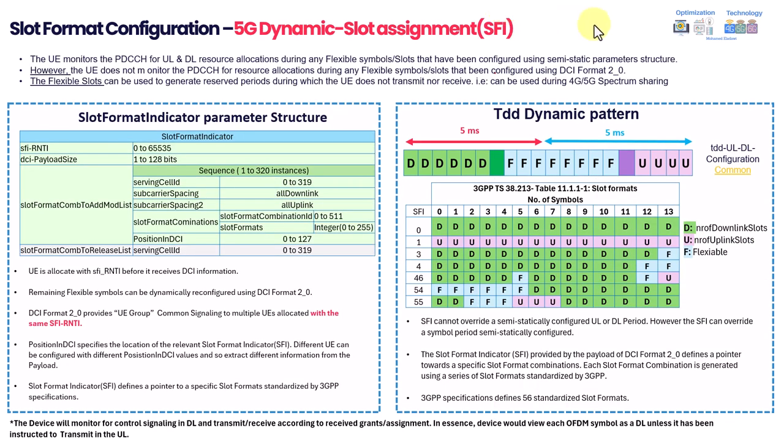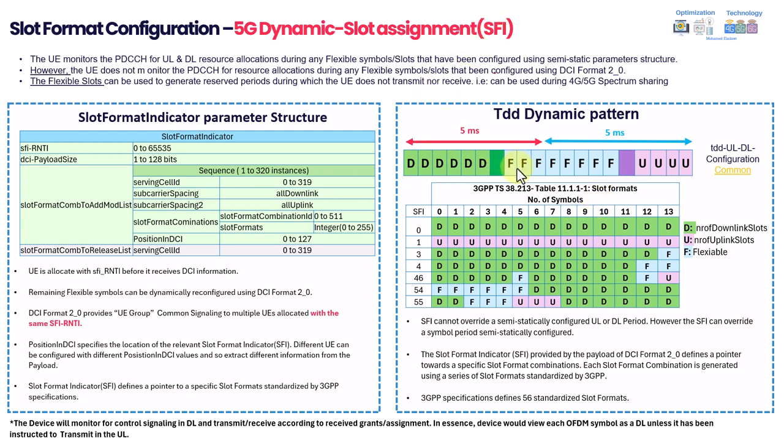Now for the dynamic part, as you can see, it's working on the remaining flexible slots, which are left over from the semi-static or from the static configuration, whatever flexible slots. But the main advantage of that part is that it can dynamically change the slots. For example, let's say a slot has 14 symbols. Sometimes it can make it all downlink or all uplink or partial downlink and uplink.